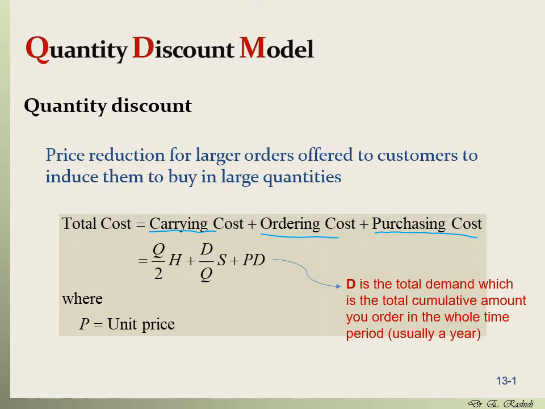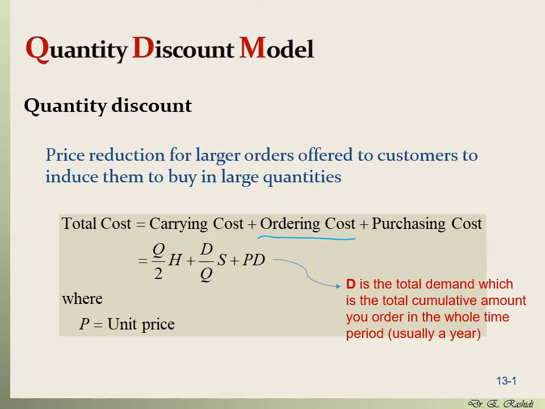The carrying cost is similar to what we had before. That would be the average quantity in the inventory, based on the quantity that you order. So that would be Q plus 0 divided by 2, half of Q. That would give you the average quantity in the inventory. If you multiply that by H, which is the carrying cost per unit, that's going to give you the carrying cost of the inventory.